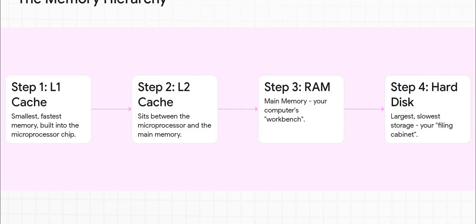So what this all reveals is a fundamental trade-off in computing. You can have something that's big, or you can have something that's fast, but it's really hard to have both. Your computer gets around this with something called a memory hierarchy. The absolute fastest but tiniest memory is called cache, and it's built right into the brain. Then you have your RAM, your workbench, and finally you have the biggest but slowest layer, the hard disk, your filing cabinet. Your computer is constantly, cleverly shuffling data between these layers to keep everything running as fast as possible.